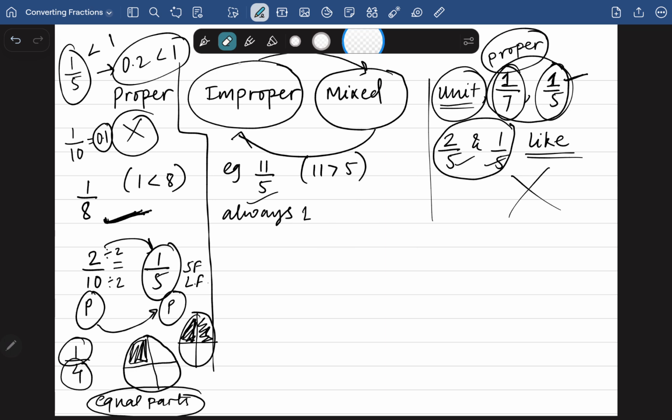Because it is an improper fraction, its numerator is greater than its denominator. So its decimal value should always be greater than 1. To convert an improper fraction into a mixed fraction, I need to simply divide the numerator by the denominator.